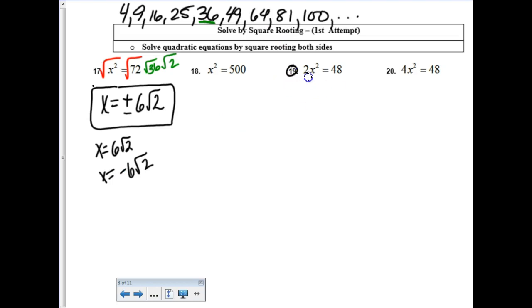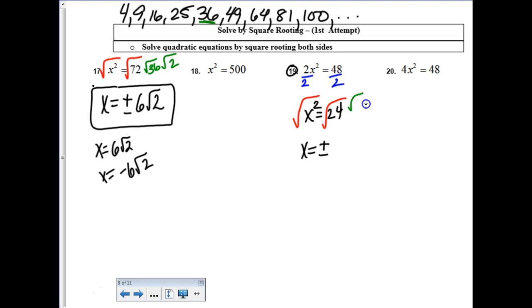We are not isolated yet. I don't want to square root quite yet. Let's divide by 2 first. So you get x squared equals 24, and now it looks a lot like number 17. So we're going to square root both sides. And then I notice 24 is not a perfect square. However, I think we can reduce it.